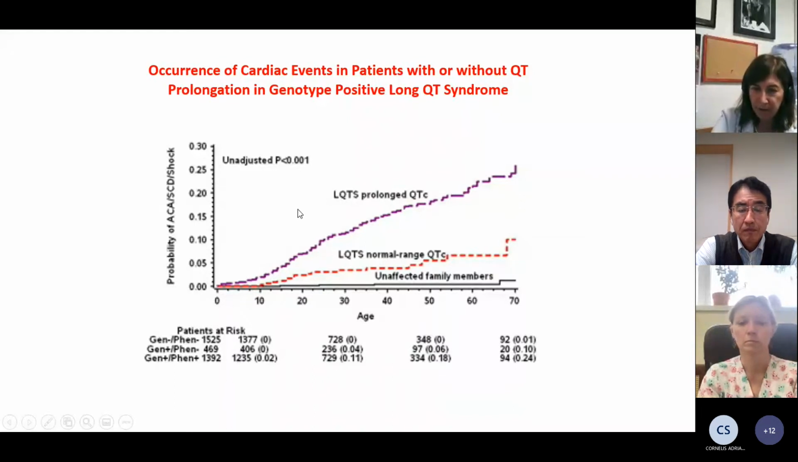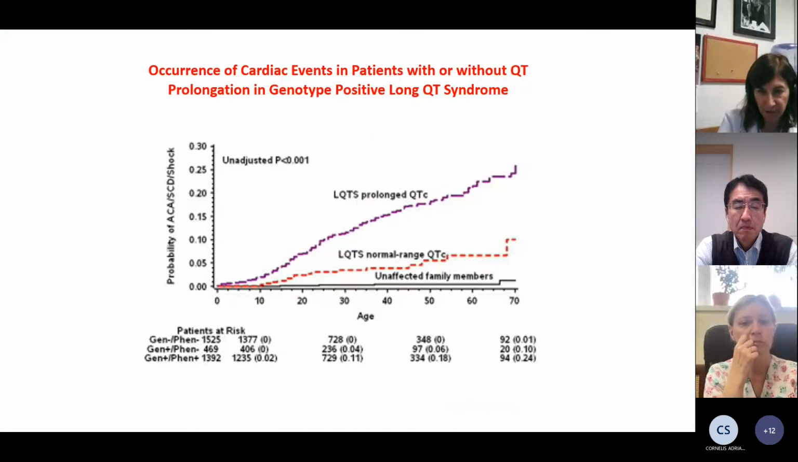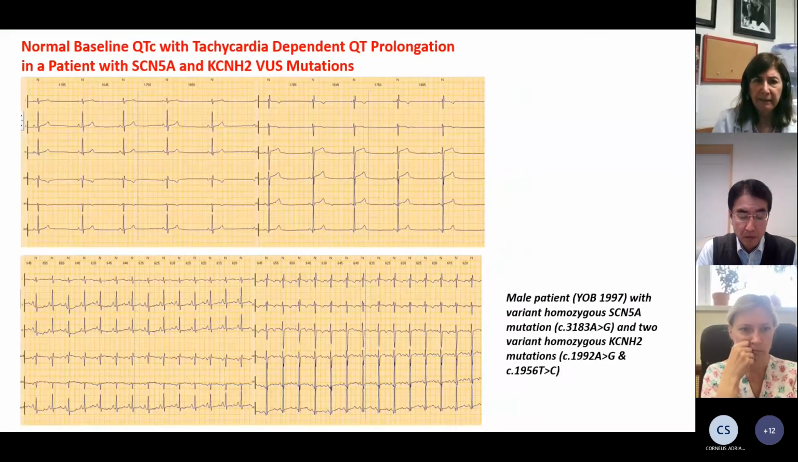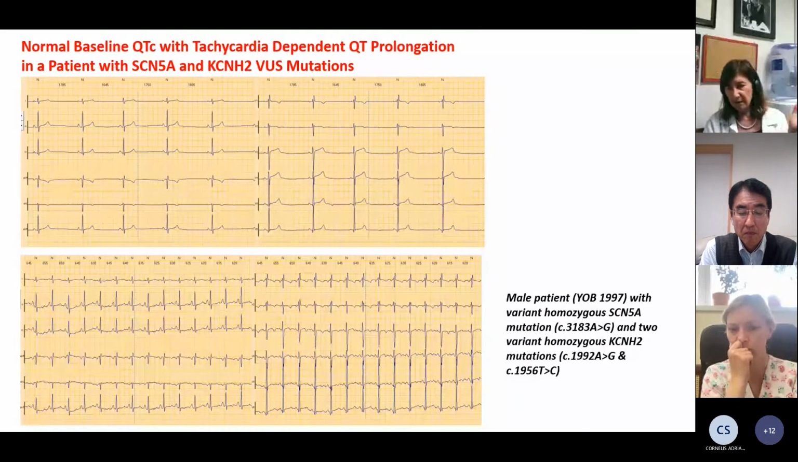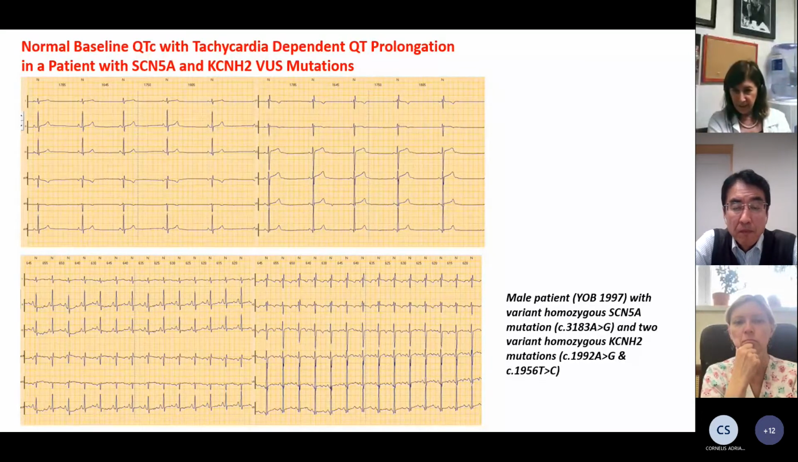So it's more important the genetic background than the phenotype of the QT alone to stratify patients. So this is a very important concept. And just to show a case, this, for example, is a very special patient, showing a situation like one of those shown before by Elena.